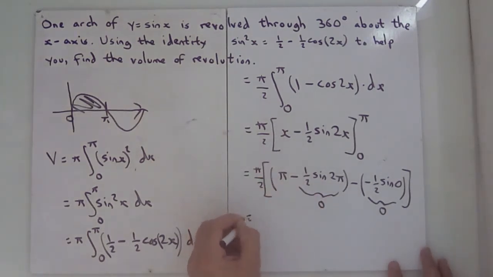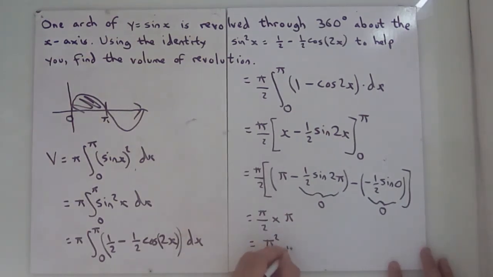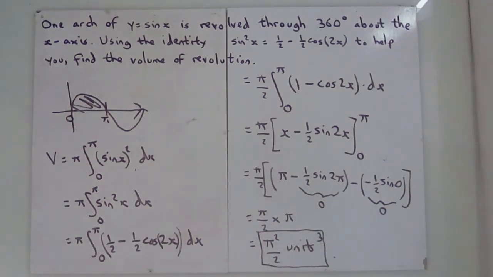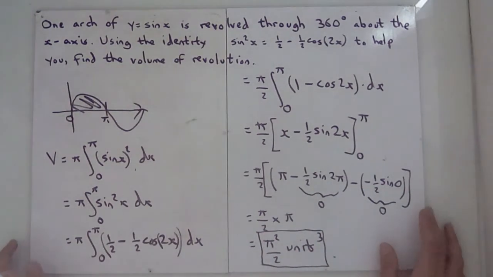So we end up with equals pi over 2 times pi, which is interesting. So it's going to be pi squared over 2 units cubed. An interesting result. Whenever you sort of start raising the pi to powers, it does get very interesting. But just if you ever see the torus volume formula, that's particularly interesting as well.